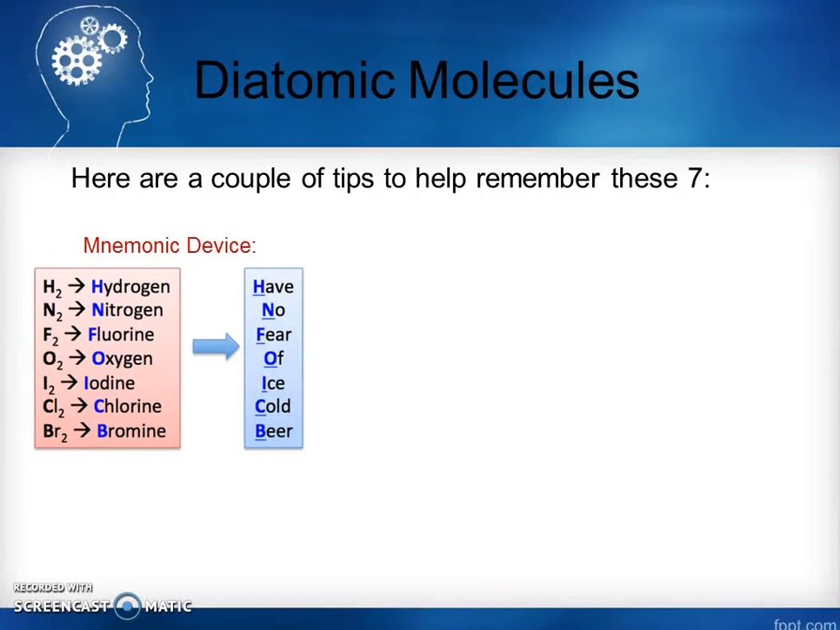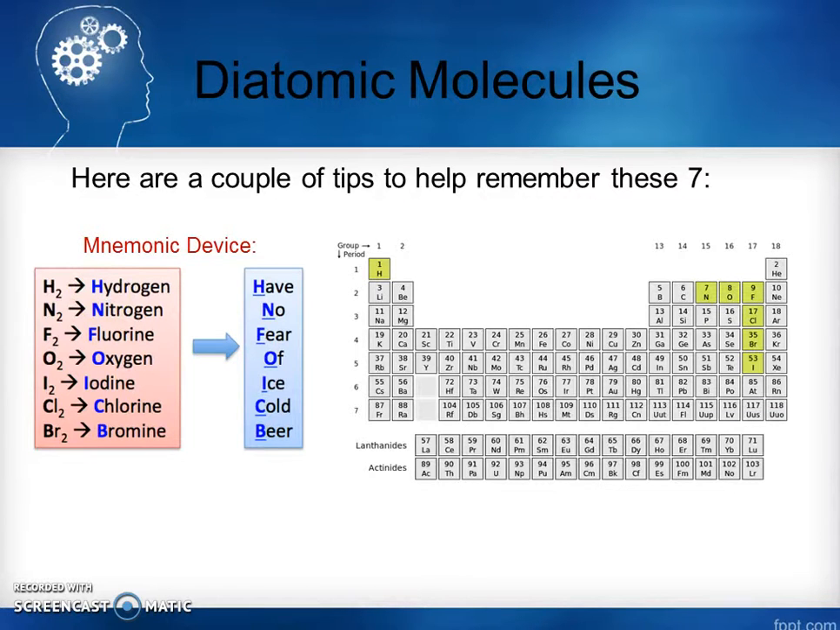You are going to need to remember them, especially if you go on to chemistry. So here's a nice mnemonic device. Have no fear of ice cold beer. You'll note that the beginning letter of the mnemonic matches the beginning letter of one of the diatomic molecules.